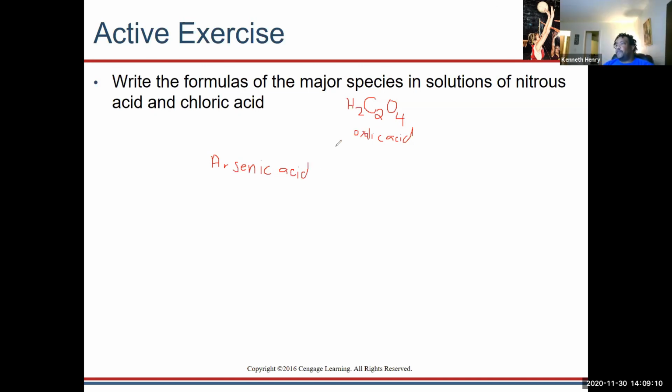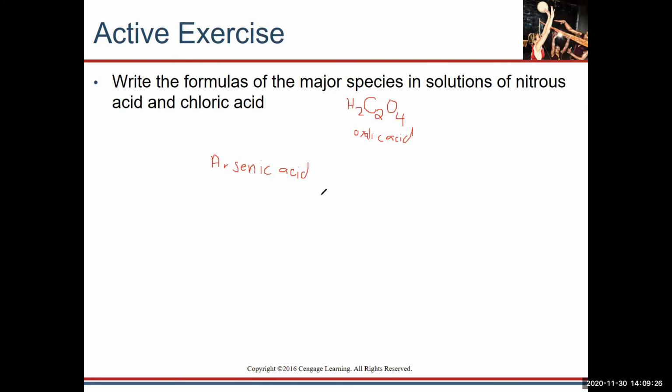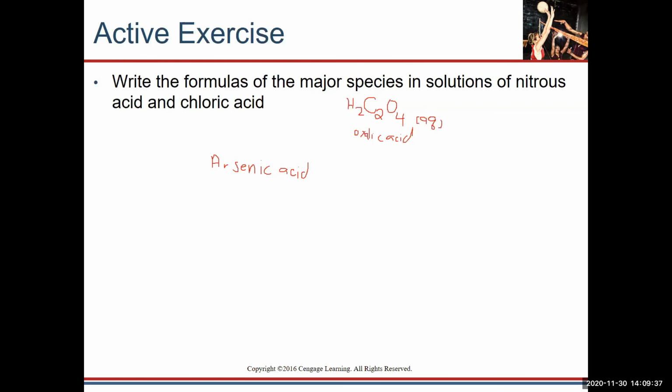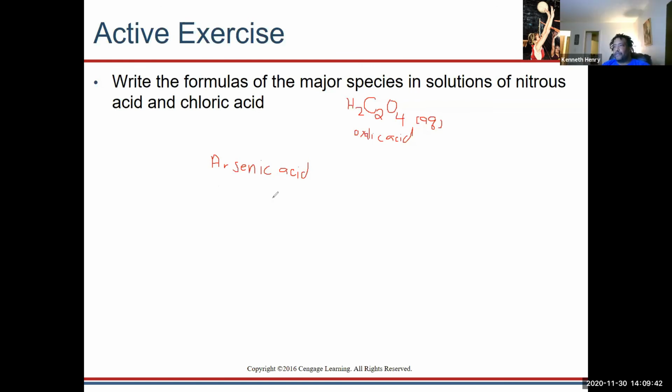Okay, so those are your two acids. What would be the major species for arsenic acid and oxalic acid? For the oxalic acid, wouldn't it be the compound that you just wrote since it's major? That is correct. Why? Because it has a carbon, so it's a weak acid. That is correct. What about arsenic acid?